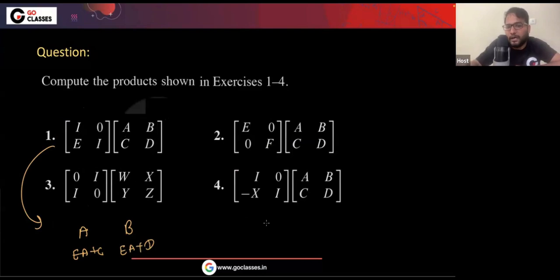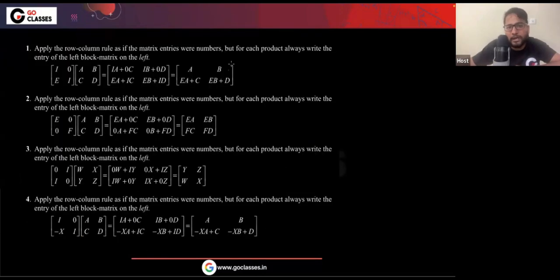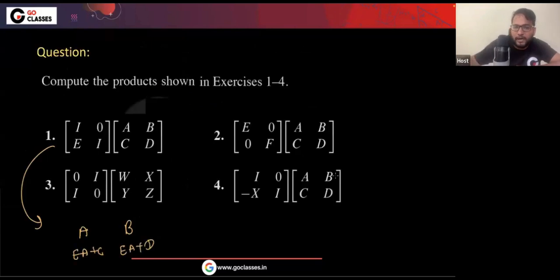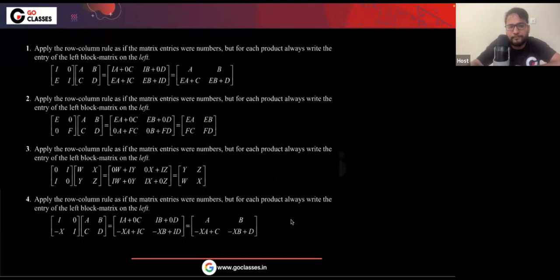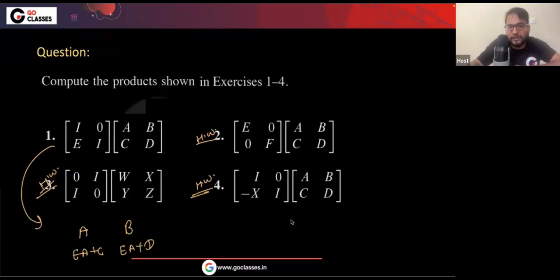So this is the answer: AB, EA plus C, EA plus D. This is also an easy question, right? So that's why I did this. The remaining ones are homework. This is easy only. You can just try how to multiply two block matrices. We have already seen this. So these three you can do as homework, right? Okay. The answer is on the next page.